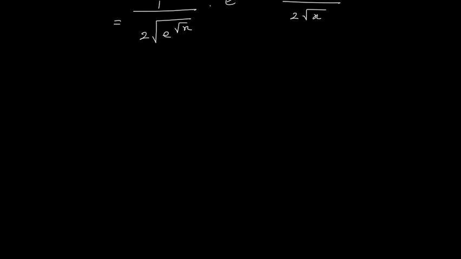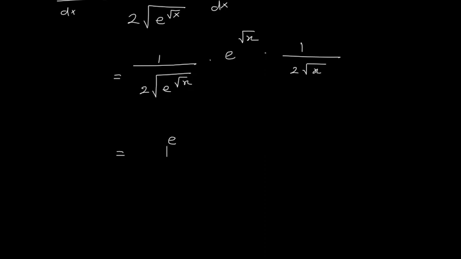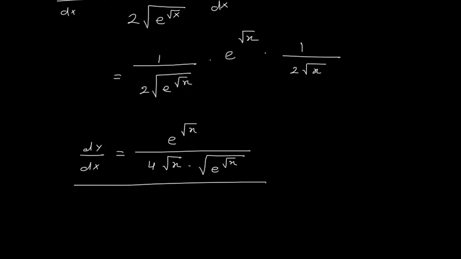So the final answer is equals to e power root x. This term is in numerator, e power root x, divided by, now this 2 and 2 is 4. This is root x, 4 root x, and then this is root of e power root x. Okay, this is dy upon dx. Dy upon dx is e power root x upon whole divided by 4 root x into root of e power root x. Simple.